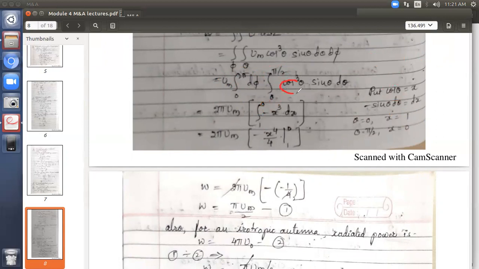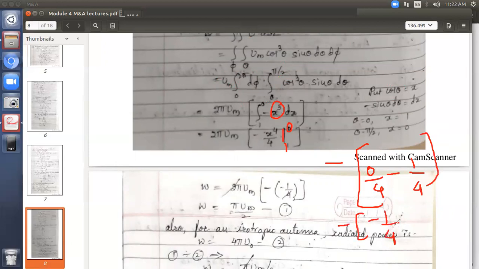And cos theta is x. So I have substituted x. It is cube, x cube. Sin theta d theta is this negative sign. So minus dx. Negative, minus of the integration of x cube. X cube integrates to x raised to 4 by 4. And apply the limits. If you apply the limits, it will be minus of 0 by 4 minus 1 by 4. So it is something like this, minus of minus 1 by 4, right? Minus of minus 1 by 4, which is plus 1 by 4. And 2 ones are 2 twos are, you will get pi Um by 2.